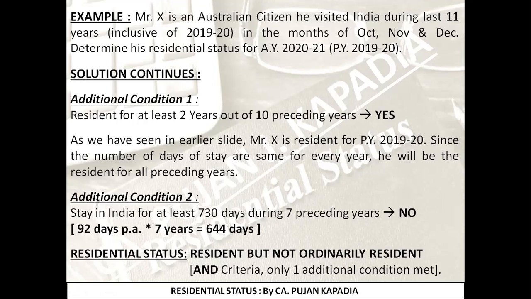I hope you are clear with this particular part. I'm just giving you a moment. Take a quick view at this slide so that it will be clear to you how to implement and evaluate the additional conditions to identify whether a person is ordinary resident or not ordinary resident.